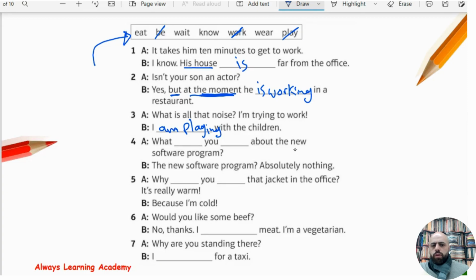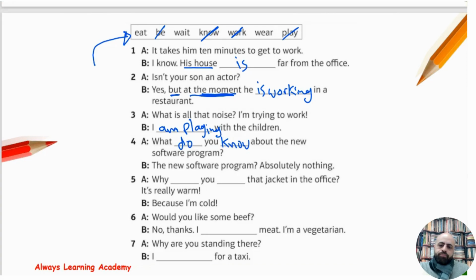Now, number four, what do you know about the new software program? The new software program, absolutely nothing. I don't know anything here. So here's the question. And obviously, we're going to use the verb know. But remember, we cannot use it with ing. And this is generally a question. So we say, what do you know about the new software program?